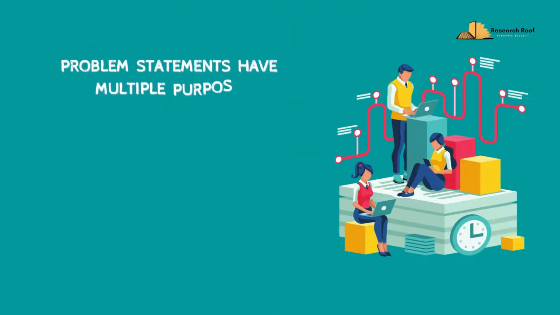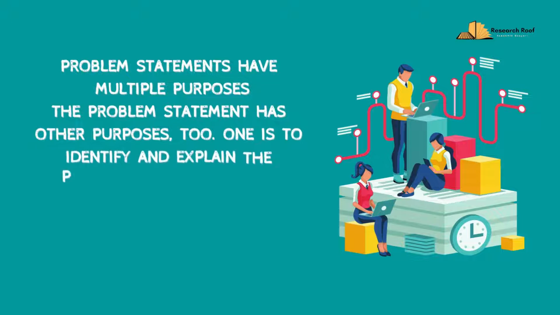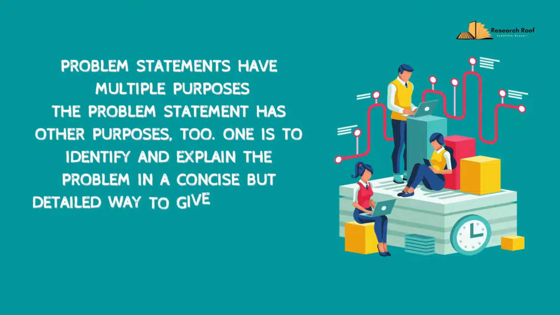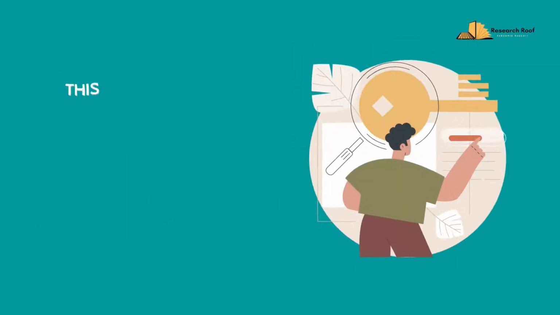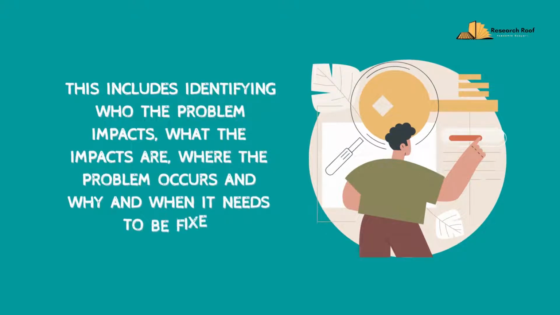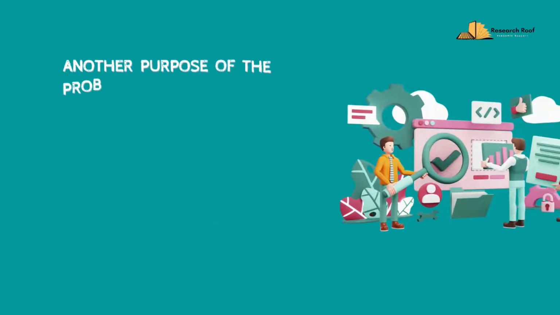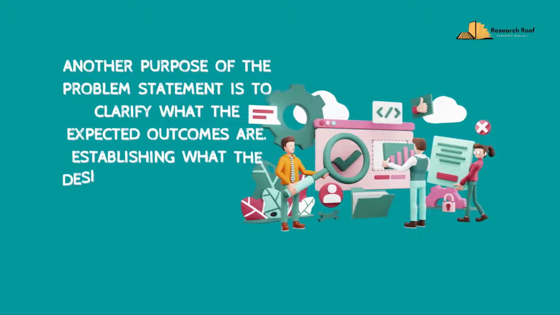Problem statements have multiple purposes. The problem statement has other purposes, too. One is to identify and explain the problem in a concise but detailed way to give the reader a comprehensive view of what's going on. This includes identifying who the problem impacts, what the impacts are, where the problem occurs and why and when it needs to be fixed. Another purpose of the problem statement is to clarify what the expected outcomes are.